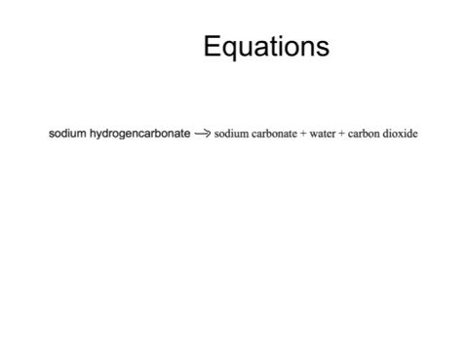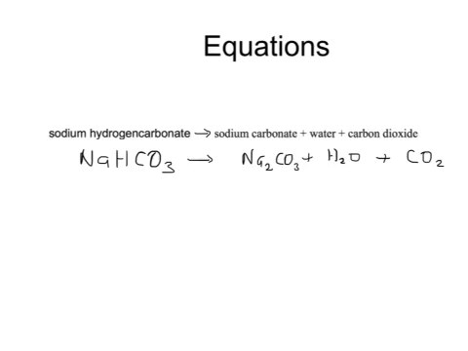The word equation for this reaction is as given there, and you need to learn that equation, that sodium hydrogen carbonate makes sodium carbonate, also a white powder, plus water and carbon dioxide. For higher level, we need to also know the symbol equation, and you need to have learned the formulas of each of these substances. Sodium hydrogen carbonate is NaHCO3. Sodium carbonate is Na2CO3. Water is H2O, and carbon dioxide CO2.